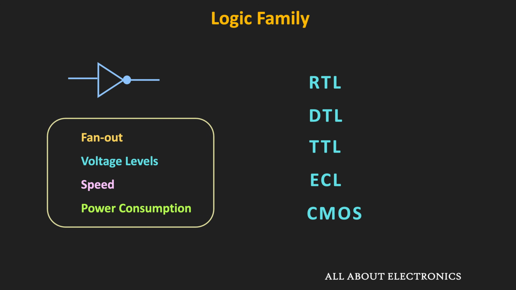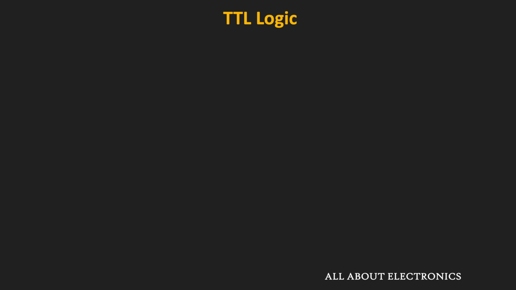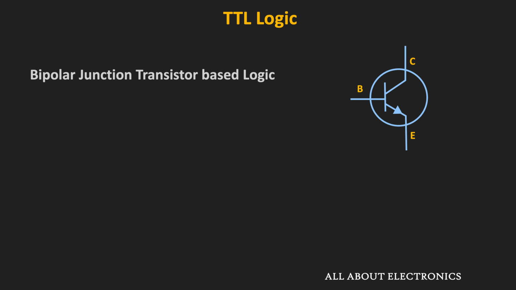Some of the logic families like the RTL and the DTL are nowadays obsolete, but the other logic families like the TTL, ECL and the CMOS are still in use. In the earlier videos, we have already seen the CMOS logic. Similarly, in this video, we will learn about the TTL logic. As its name suggests, this TTL logic is based on the bipolar junction transistor.